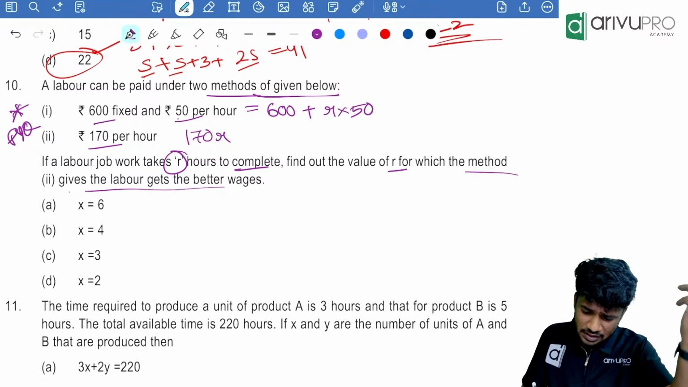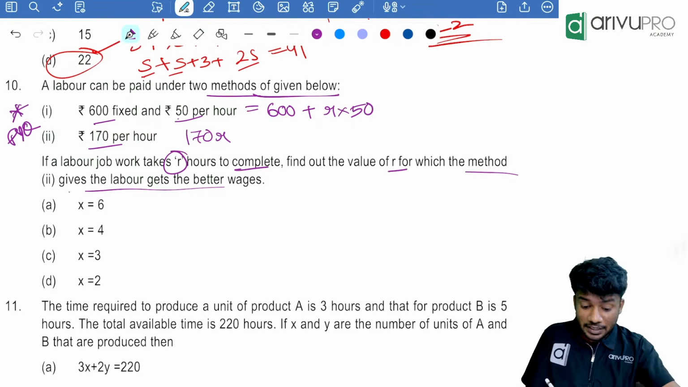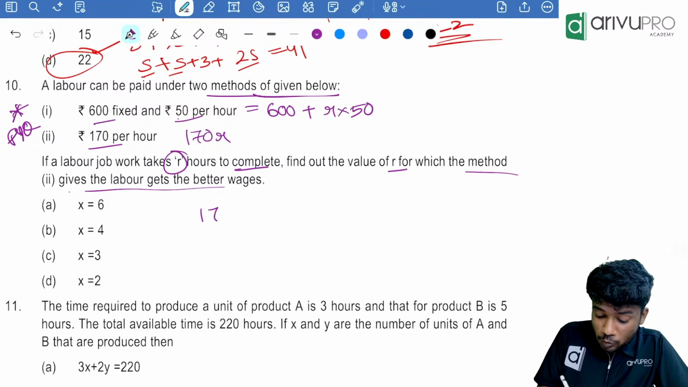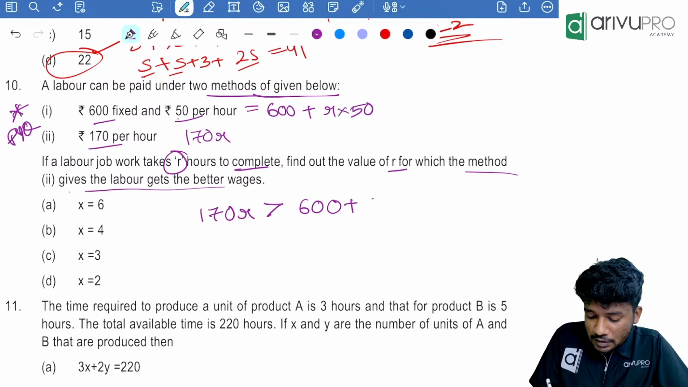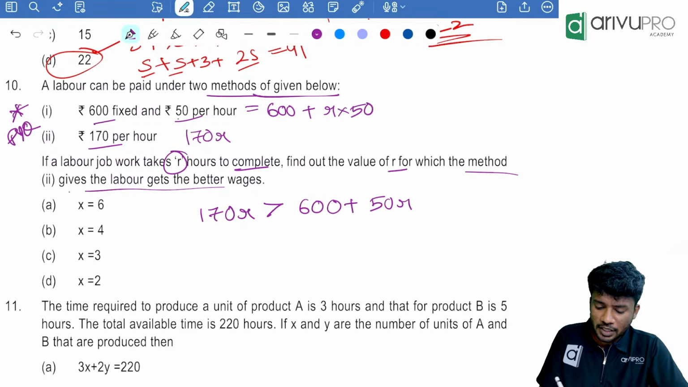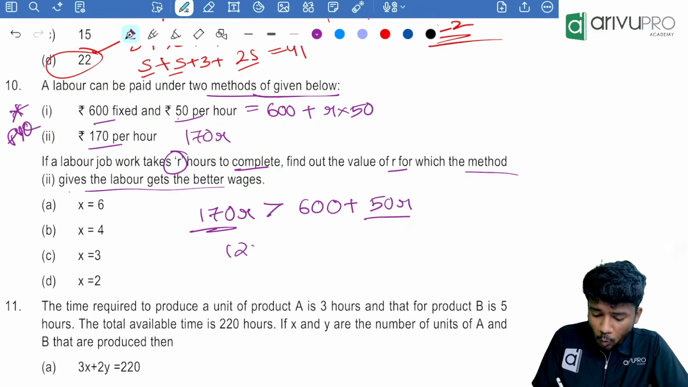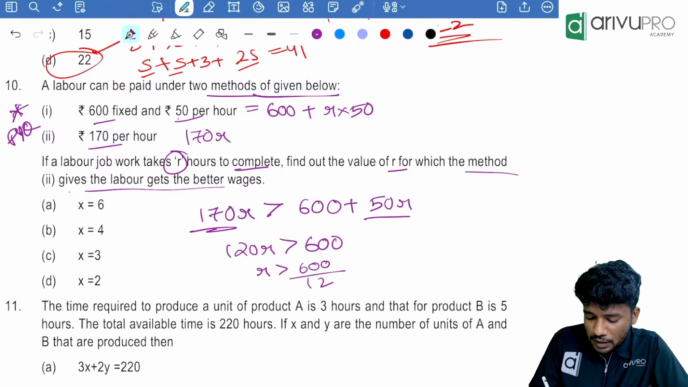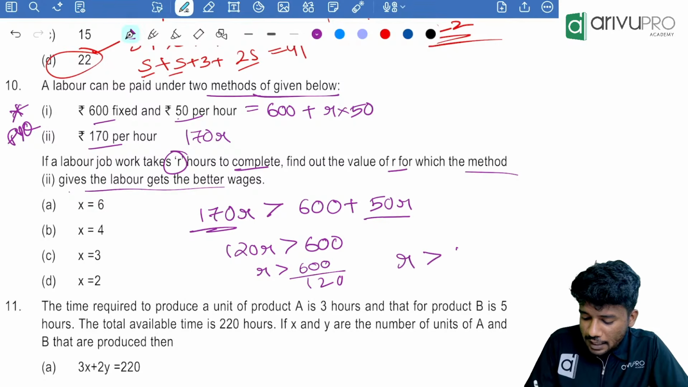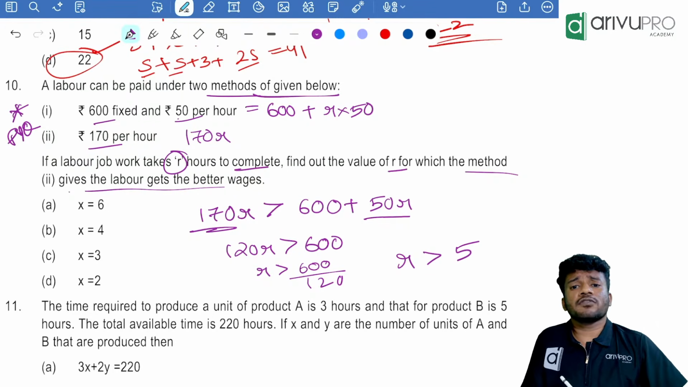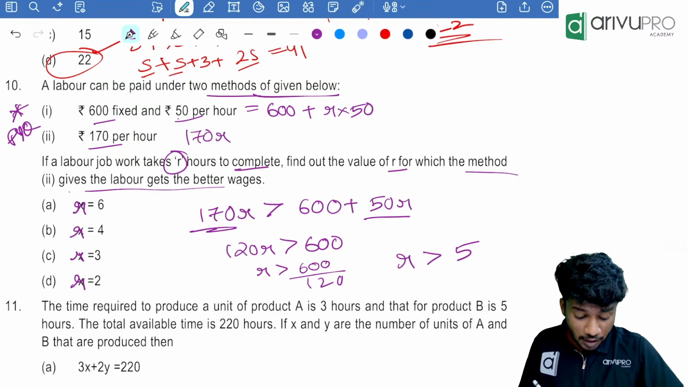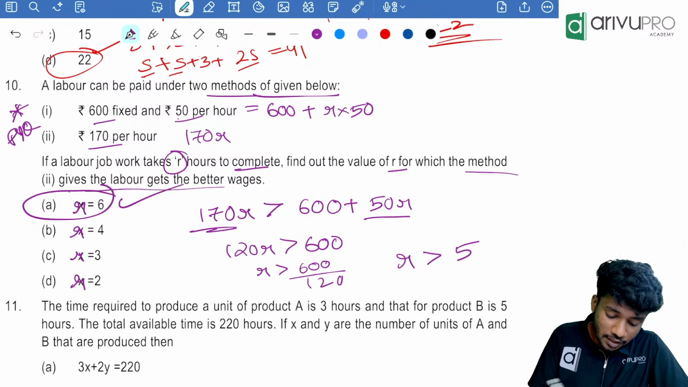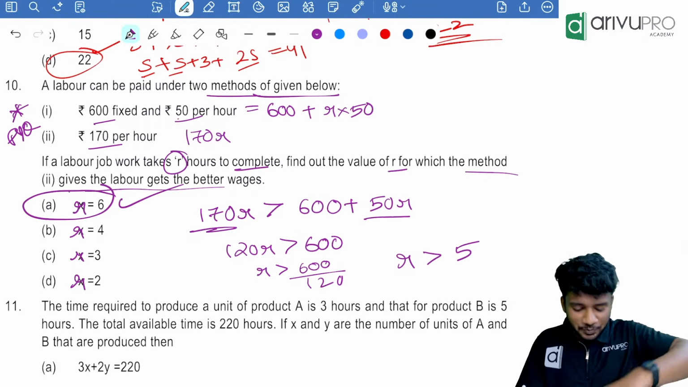Then, for which R does method 2 give the better wages? Method 2 gives better wages means 170R should be greater than 600 plus 50R. Now you tell me, take it to the other side: 170 minus 50 becomes 120R greater than 600. Then R is greater than 600 divided by 120, which is nothing but R greater than 5. Actually, it should be R over here instead of X. Looking at the options, which value of R is greater than 5? Only one option is there. Option A is the case. Okay, done. Next question.